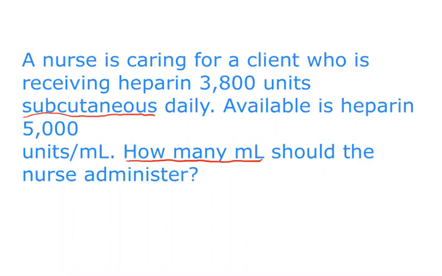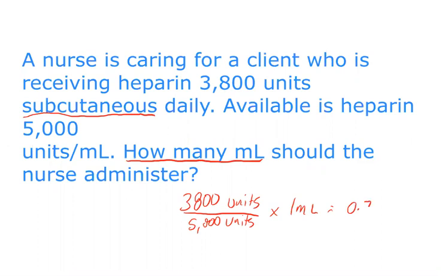I think, Taria, you just answered the question that Jared asked: you do not round a number less than 1. You go to the nearest 100th place. Remember, that's part of your rounding rules that you need to know. I'm going to show you the way that I did before. I'm going to take 3,800 units over 5,000 units. So all I'm doing is following the ordered over the available times 1 milliliter. And then I think you said you got 0.76 milliliters, and that would be your answer.